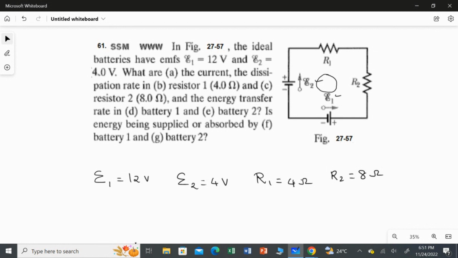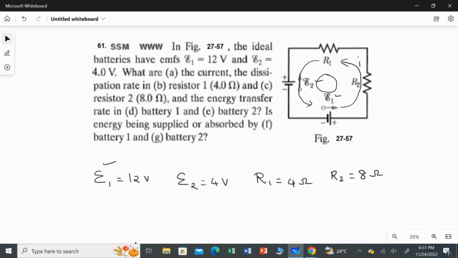If you see this battery, our first battery EMF has 12 volt. So that means we have to consider the direction of the current as flowing from E1, right? Why? Because this takes the value of 12 volt. So I'm going to consider the direction of the current in this direction. Clear? Understand? Okay. Now we are going to frame the equation.